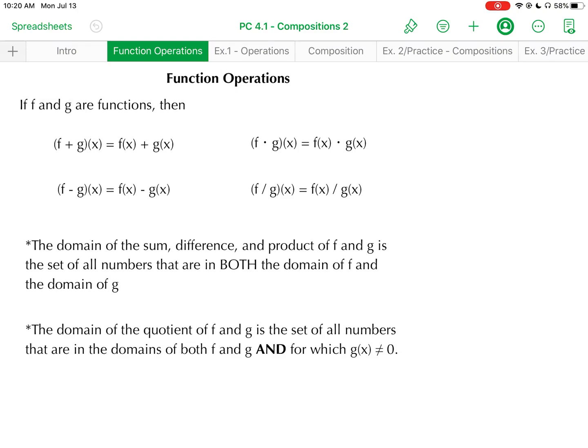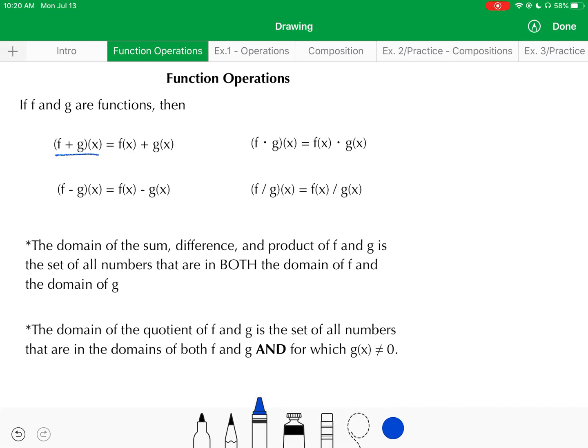If you see this notation, f plus g of x, that's just a slightly shorthand notation that's telling us to take the function f of x and add it with the function g of x, which is really nothing more than combining the like terms between the two functions, okay? Similarly, f minus g of x would be saying to take the function f of x and subtract it by g of x.